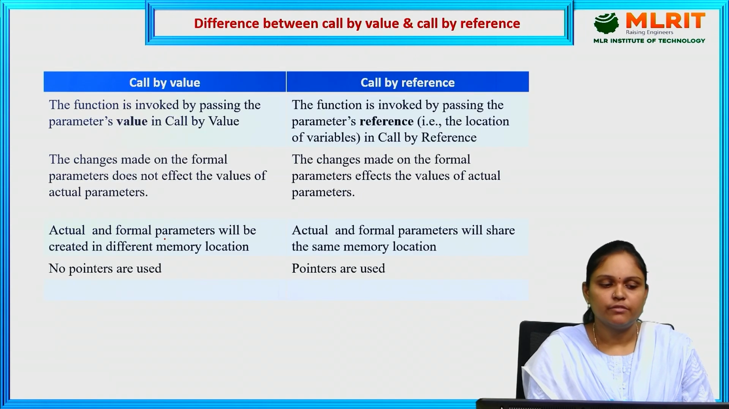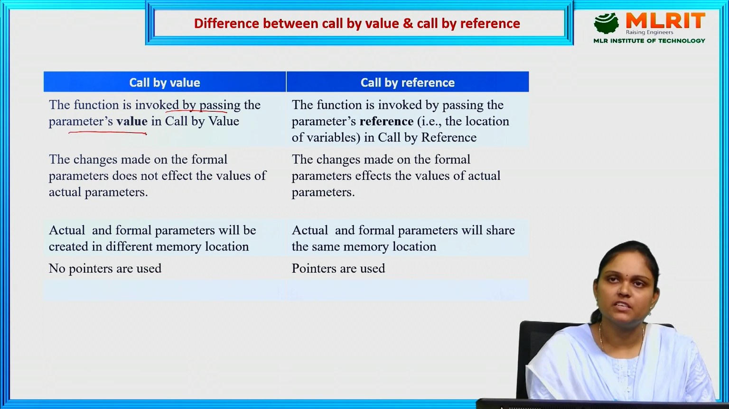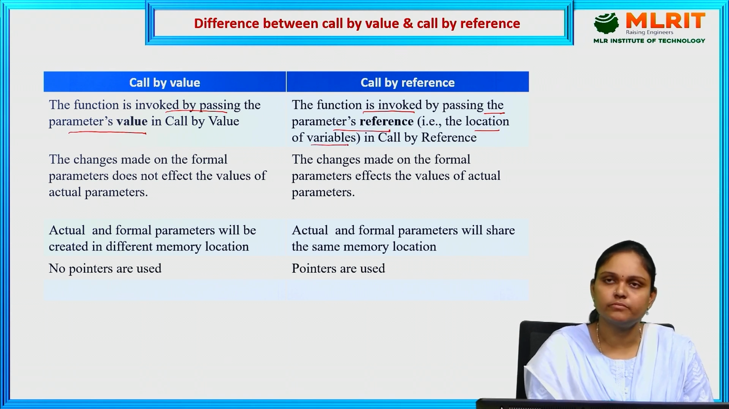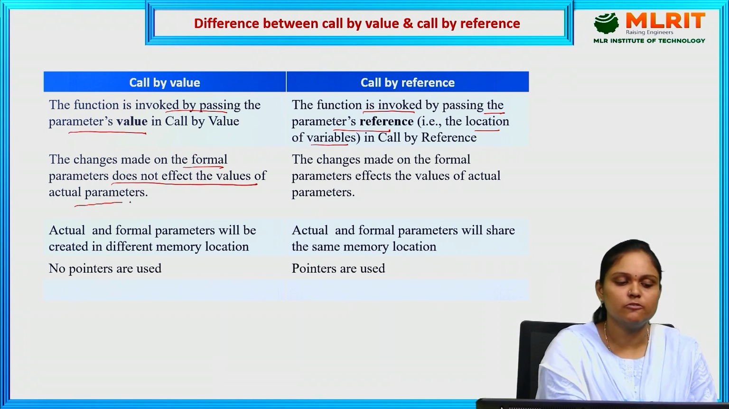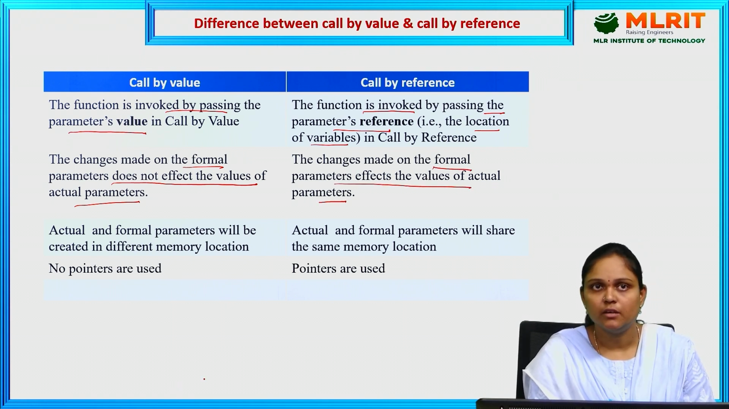Coming to the differences: in call by value, the function is called by passing the parameter values, and in call by reference, the function is invoked by passing the parameter references, which is nothing but the memory locations of the variables. The changes made on the formal parameters do not affect the values of the actual parameters in call by value. The changes made on the formal parameters affect the actual parameters in call by reference.